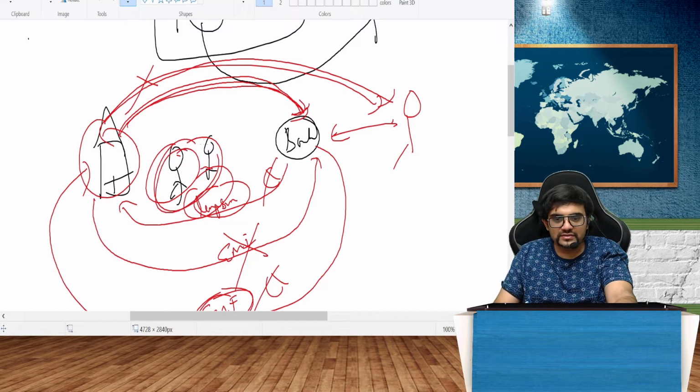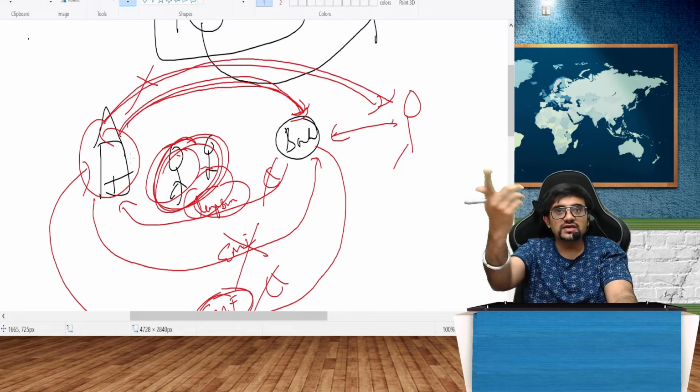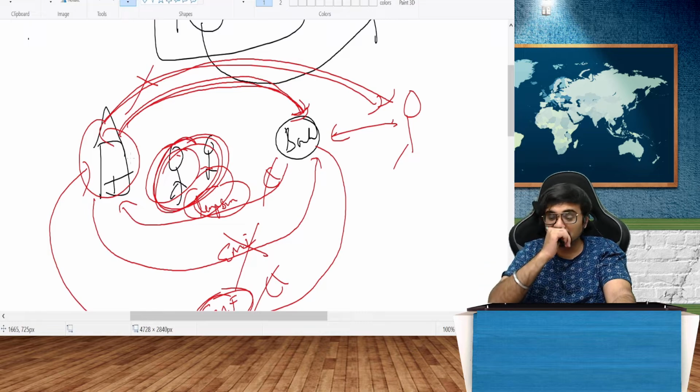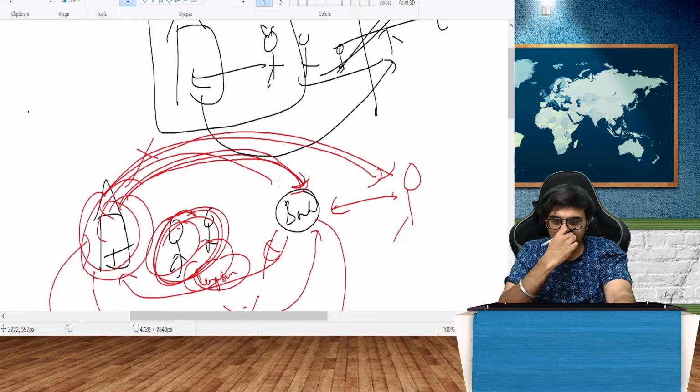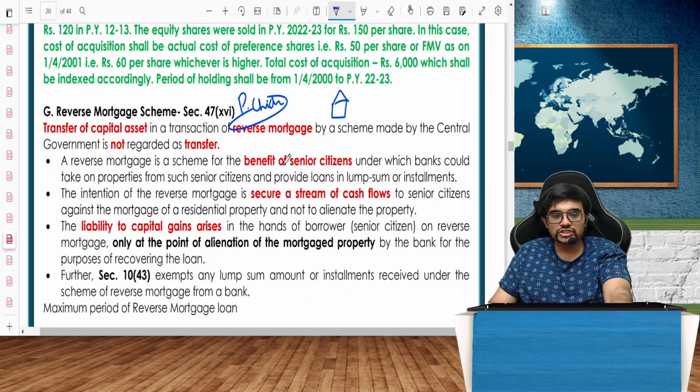If they don't die, they can only buy it back. When they are buying it back, is it a transfer? Yes. What is not a transfer? The house being deposited to the bank. Did you understand this concept, reverse mortgage?